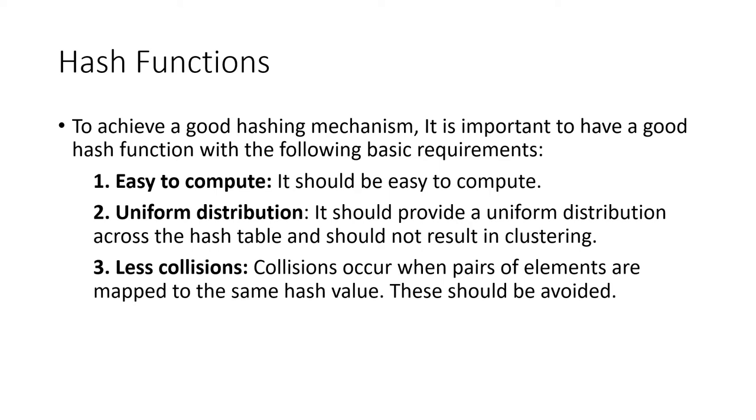Here it has mentioned that to achieve a good hashing mechanism, it is very important to have a good hash function. So, what are the three basic requirements for a good hash function? The function you pick should be very easy, and it should provide uniform distribution across the hash table and should not result in clusters. Then, less collision. So when you pick a hash function, it should be efficient enough to avoid collision. These are the three requirements when you design a hashing mechanism to find the location of a record.